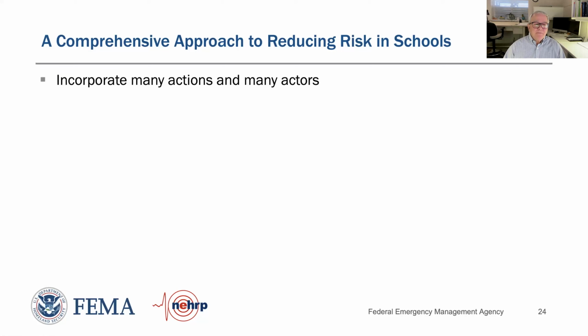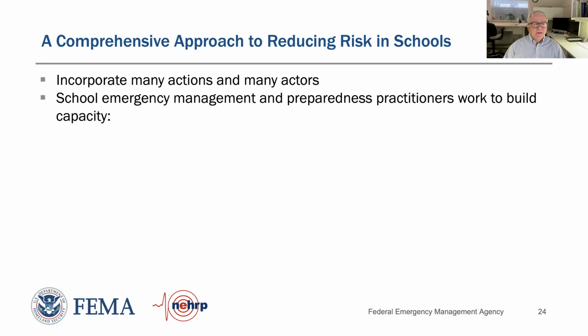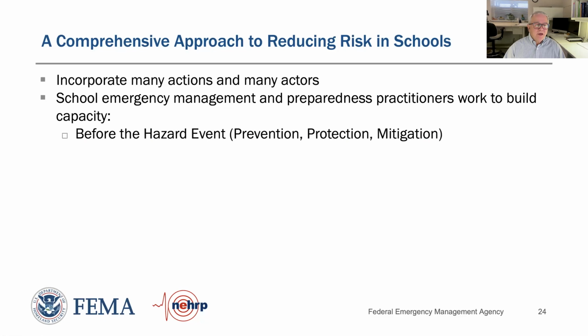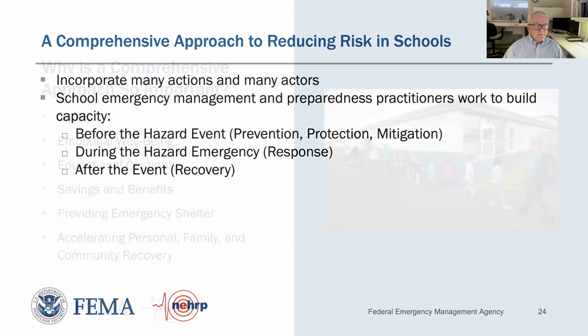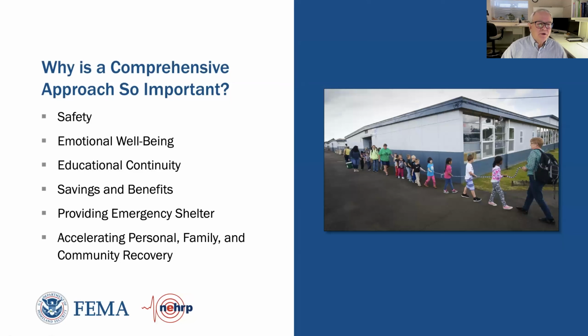One, we want to incorporate as many actions and actors as we can. We'll talk about including whole communities in a later module, but we want to think in terms of the actions that we need to have happen and the people that we would like to play a role in mitigating those actions. School emergency management and preparedness practitioners work to build this capacity through things such as before the hazard, prevention, protection, and mitigation, during the hazard, and this is the response, and then after the hazard, and this is the recovery part of it. So why is a comprehensive approach so important?